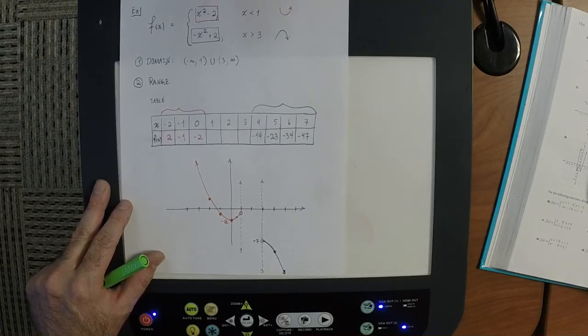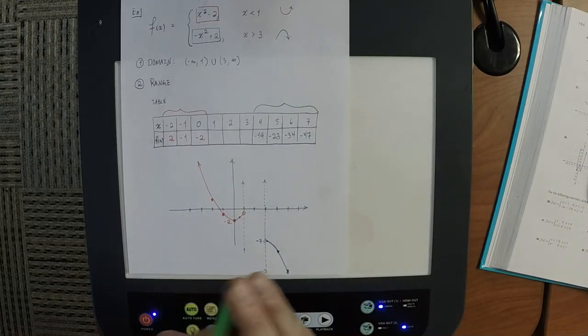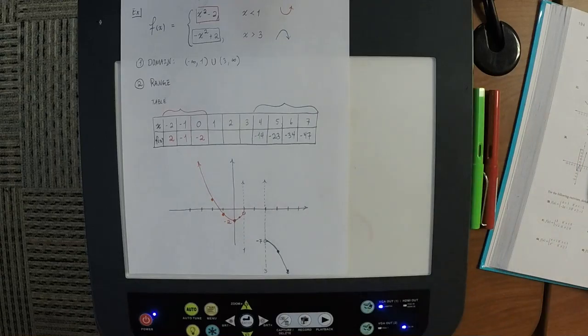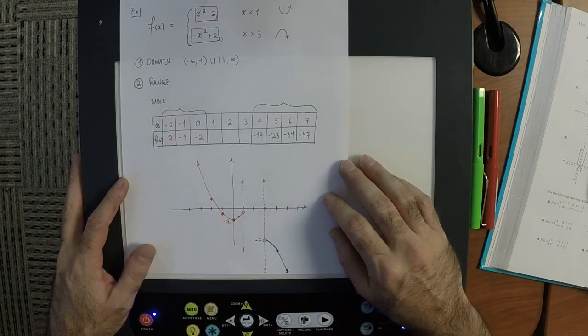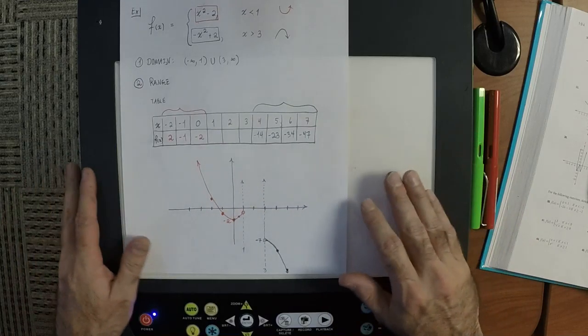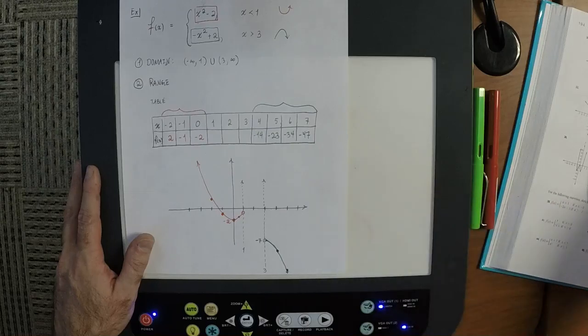Okay. So now, before we even started drawing the table, and before we even started writing the table or drawing the picture, we set ourselves on a task. What was the task? To figure out the range. We now have enough on the page to figure out the range. So what's the range?